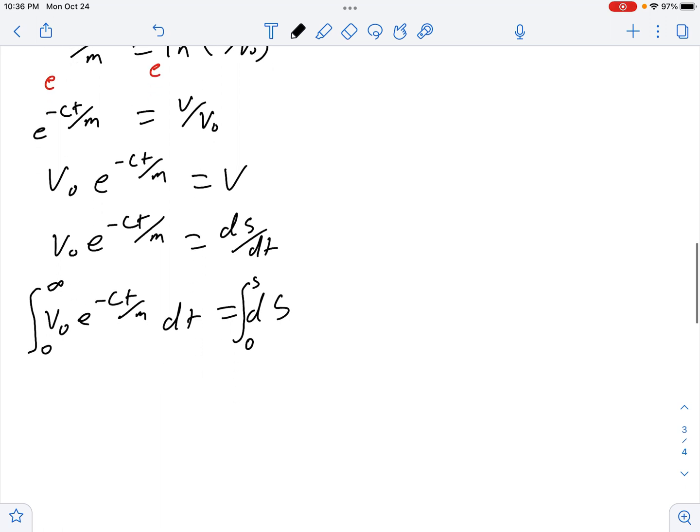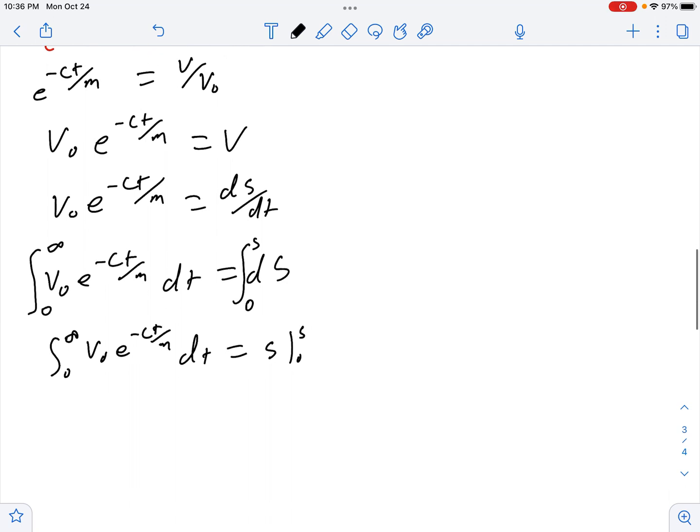And again, this is the tough method. I'm going to show you the easier approach in just a minute. So anyways, let's take care of the right-hand side first. That one's a little bit easier. So the integral from 0 to infinity of v naught e to the negative ct over m dt is just equal to s from 0 to s. Now let's take care of that left-hand side. It's a little tougher.